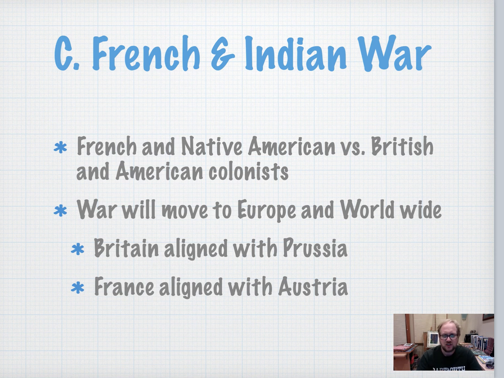They were allied with each other, with some Native Americans, but very few. The French had the Native Americans on their side, but the French had very few settlers in America. The war will also move worldwide into Europe. Again, this doesn't really matter, but just know this was a world war as well. The British were allied with Prussia, the French were allied with Austria. This really becomes a great war for empire.